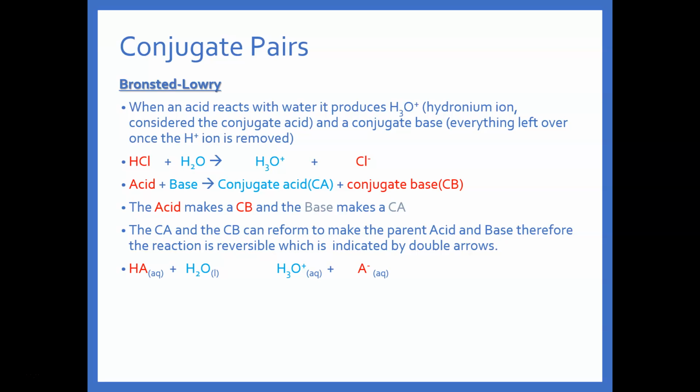So we have HA plus H2O producing H3O+ and A-. HA is going to be our acid, H2O is going to be our base, H3O+ is our conjugate acid, and A- is our conjugate base. This is just a general kind of formula to keep in mind. And once again, these are those double arrows I was talking about to show that the reaction could go backwards and forwards.